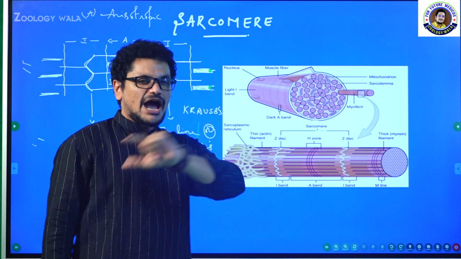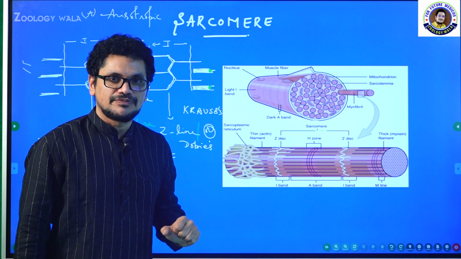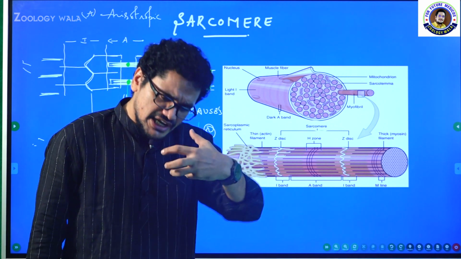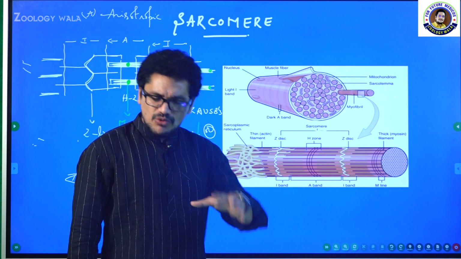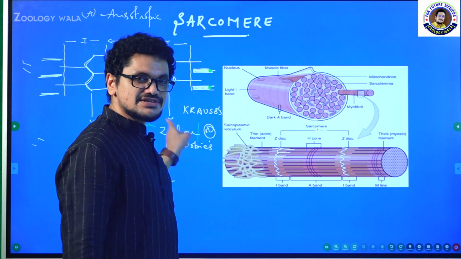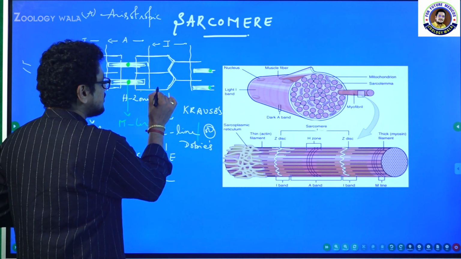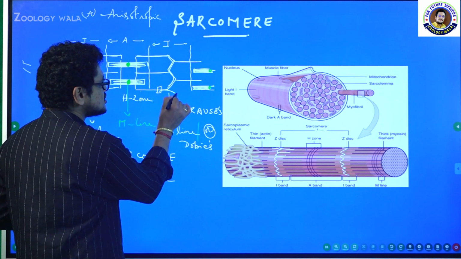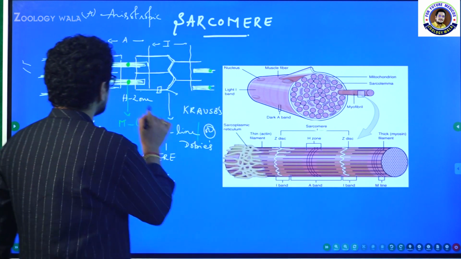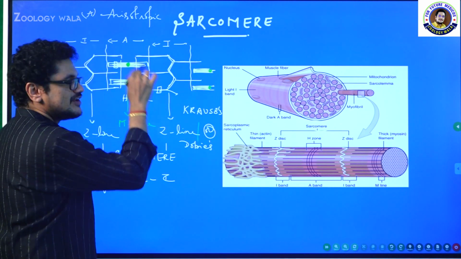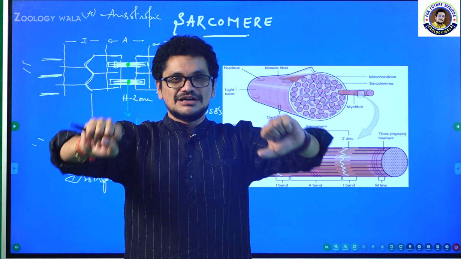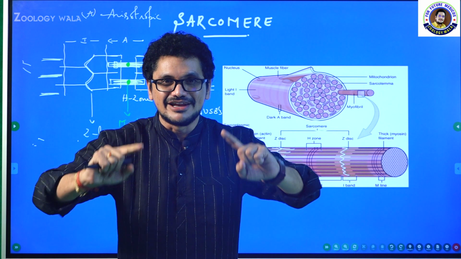And now I am not satisfied with this structure. I want to see the muscle in a deeper way. I want to have an electron microscopic view of these filaments. Let me take a small part of the thin filament and see how it appears, and let us see a part of the thick filament and how it appears. That I will discuss in the ultrastructure of muscle in my next video.